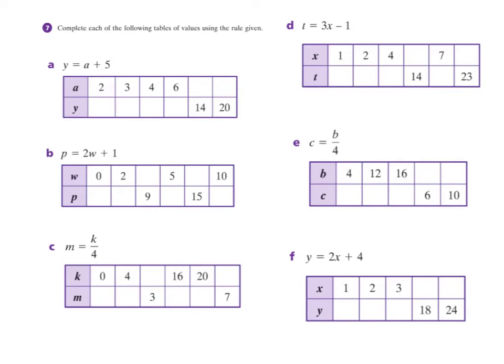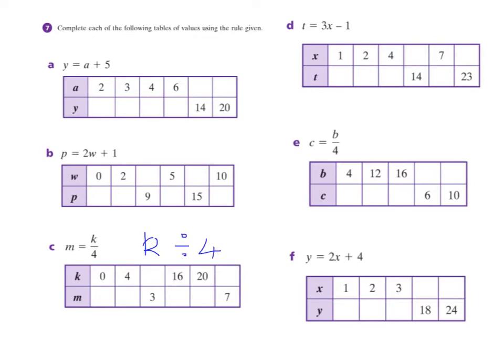Now these ones, exactly the same, but we've got this tricky bit at the end, but I'm sure you can figure it out like we did those. So that's a plus 5, so we add 5 to these ones. This is 2 lots of w plus 1. But this one here, what do we know that is? That's the same as k, and our fraction is the same as the divide by.